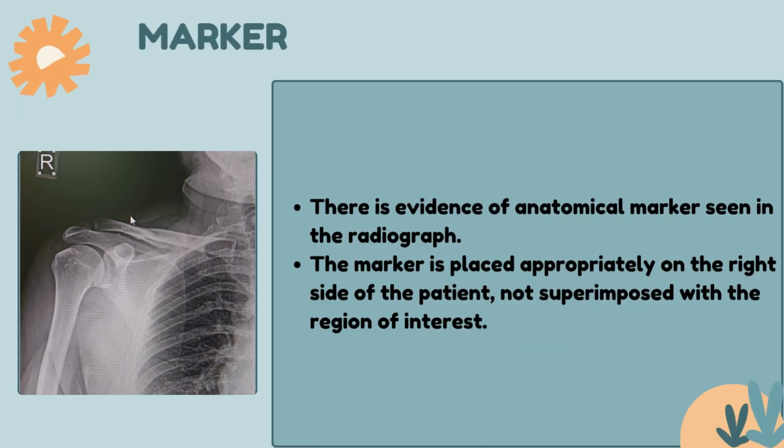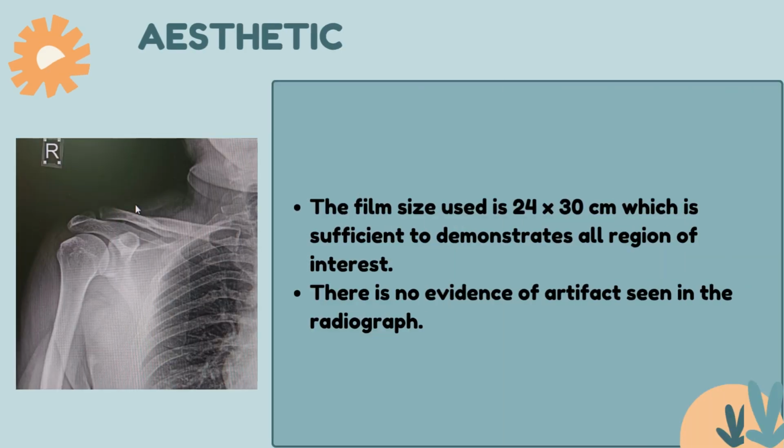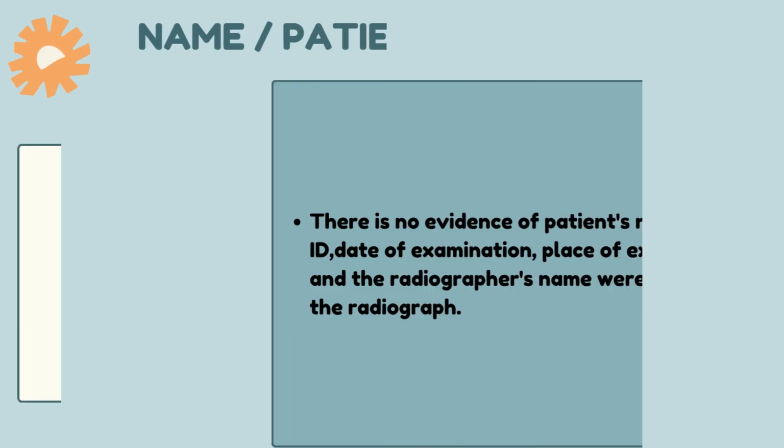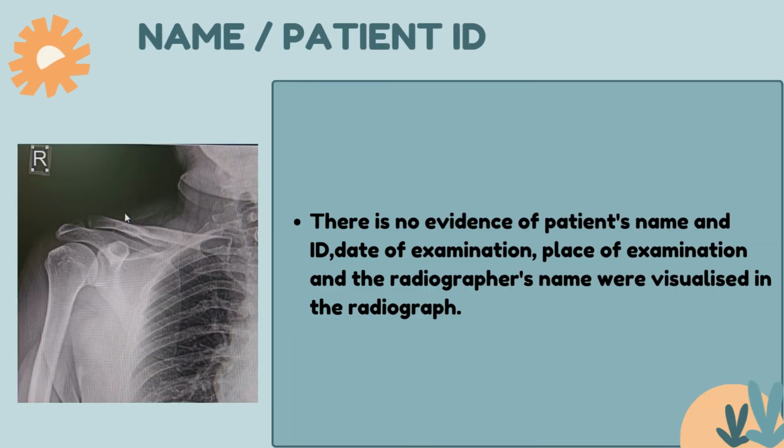There is evidence of anatomical marker seen in the radiograph. The marker was placed appropriately on the right side of the patient, not superimposed with the region of interest. The film size used is 24 x 30 cm, which is sufficient to demonstrate all region of interest. There is no evidence of artifact seen in the radiograph. There is no evidence of patient's name and identification, date of examination, place of examination and radiographer's name visualized in the radiograph.